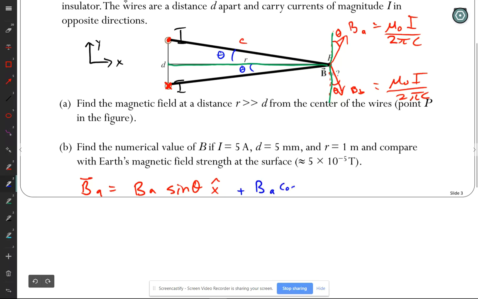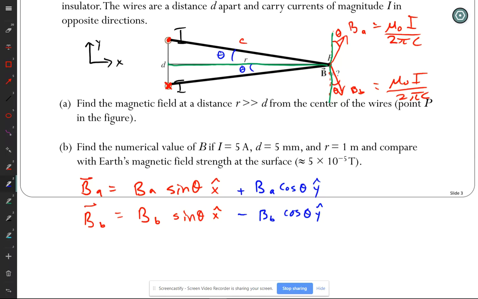Plus BA cosine theta in the y direction. And similarly, the magnetic field due to the bottom wire is equal to BB sine theta in the x direction minus BB cosine theta in the y direction. Now, just to make sure we're really clear, why are both of the x components positive? They're both going toward the right. Why are the y components one positive, one negative? One's going up, one's going down.